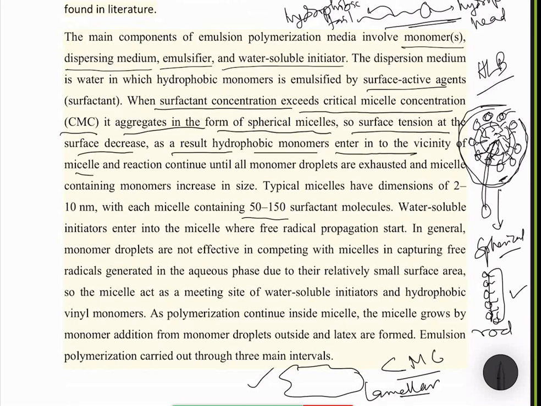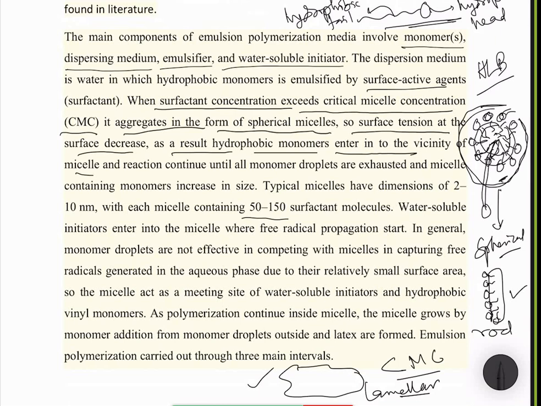So these are the two. We call them droplets, you can say, because monomer is liquid, so that way it's a droplet. And some of these monomers entered within this micelle, so we have swollen micelles. These are present in the beginning.